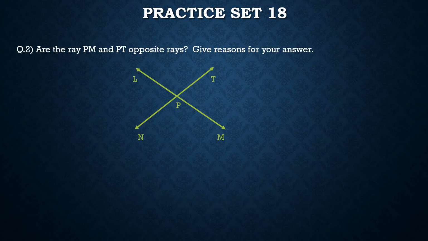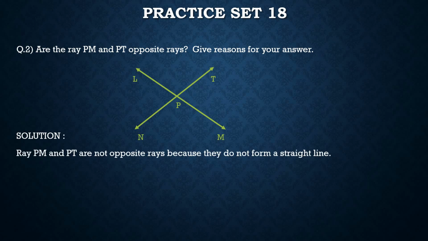Second sum of practice set 18. Are the rays PM and PT opposite rays? Give reason for your answer. Solution. Ray PM and ray PT are not opposite rays because they do not form a straight line.